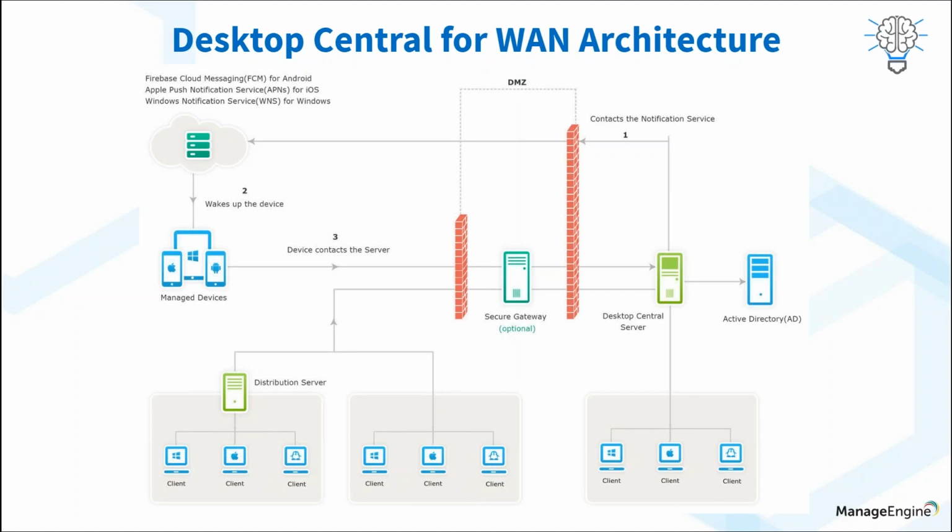We will talk about this in details as we go into the training. So we can choose to have the machines communicate either directly with the Desktop Central server or along with the distribution server. You will be able to manage all your mobile devices using a secure gateway. With Desktop Central, you can manage multiple domains as well as work groups. You can deploy configuration targeting Active Directory groups or OUs. So this is the architecture on how Desktop Central works.